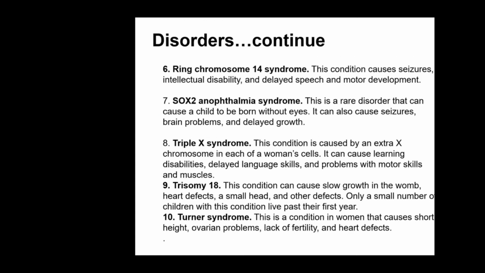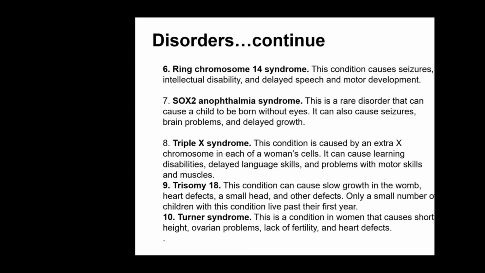Then a syndrome which occurs at chromosome number 14 called ring chromosome. In this condition, seizures result, along with intellectual disability and delay in speech and motor development. We have SOX2 anophthalmia syndrome. This is a rare disorder, though it can cause a child to be born without eyes. This can cause seizures, also brain problems, and delay in growth.